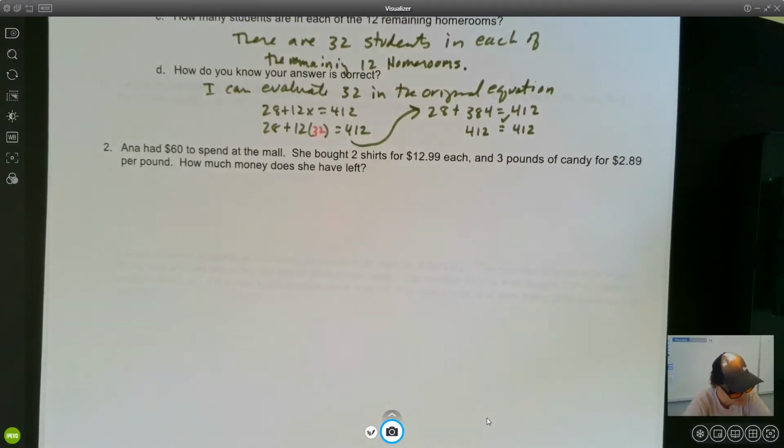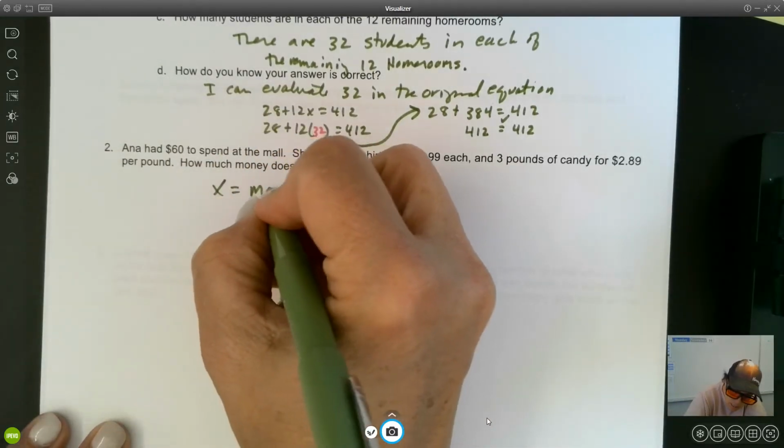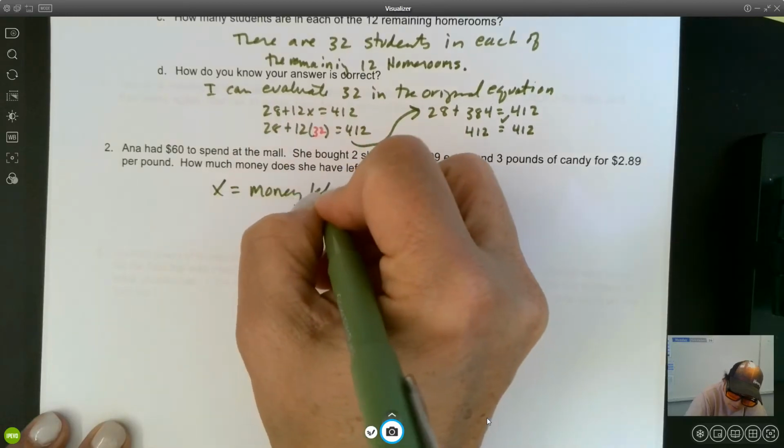Anna had $60 to spend at the mall. She bought 2 shirts for $12.99 each and 3 pounds of candy for $2.89 per pound. How much money does she have left? So you're going to need a calculator. These are yuckier numbers. So I'm going to let x be money left.